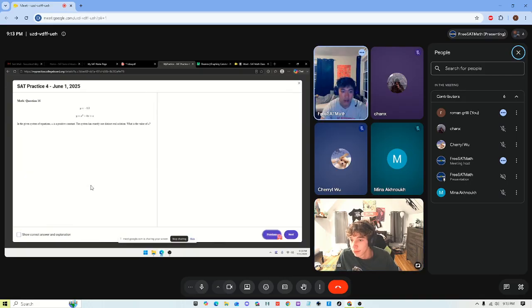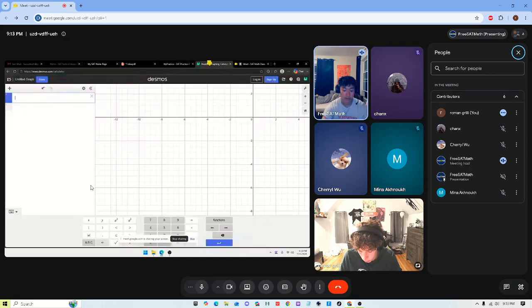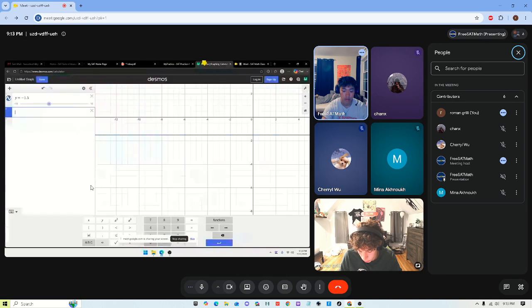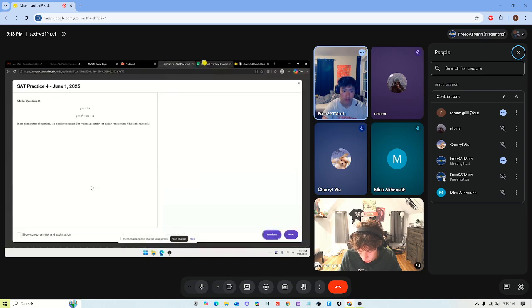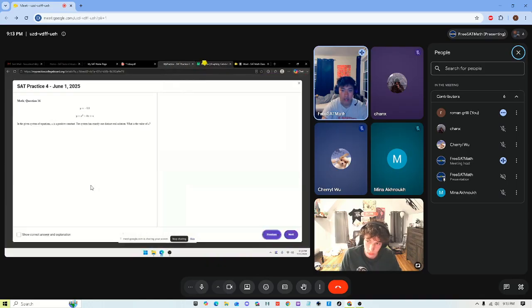Okay, so since it gives us two equations, it's asking for the given system of equations. A is a positive constant, and it has only one real solution. Let's just plug it straight into Desmos without even thinking. Most of the time when they give us equations, you should just put it into Desmos because you're most likely going to have to use Desmos anyways, and it usually makes it 10 times easier.